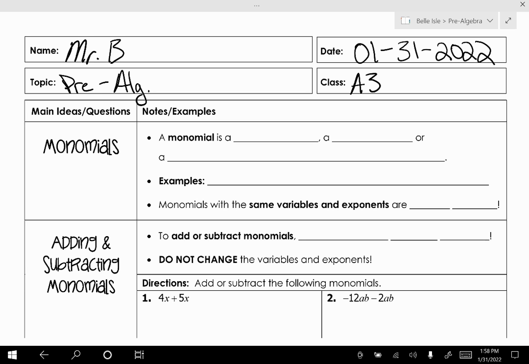Yes. Exactly. This is the first step in that. Okay, so a monomial. You've worked with monomials before a lot. You just maybe have not ever referred to them as such.